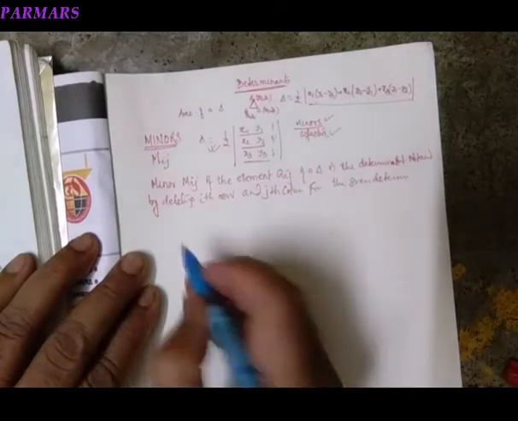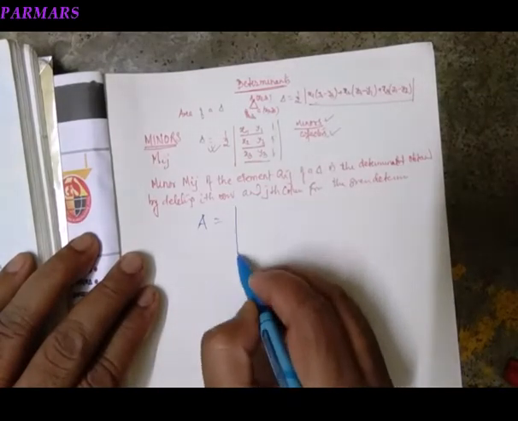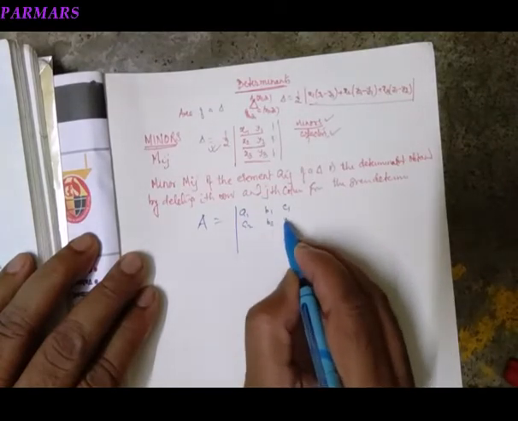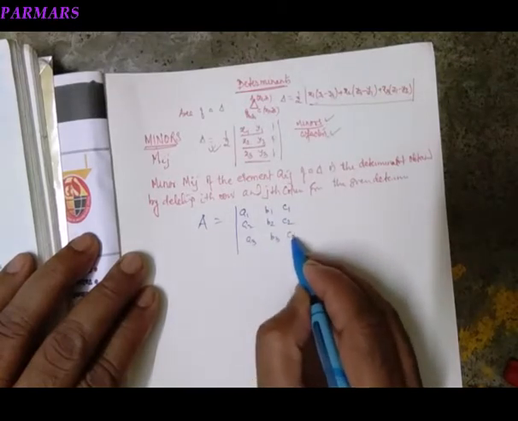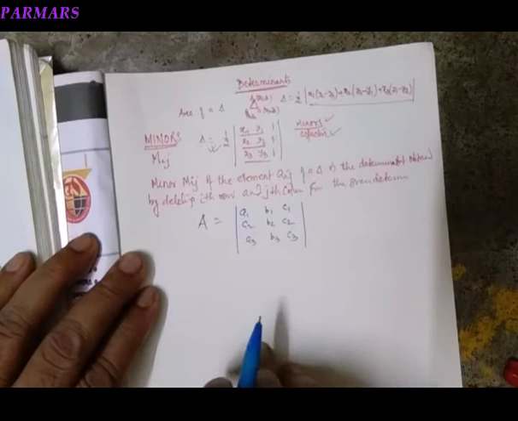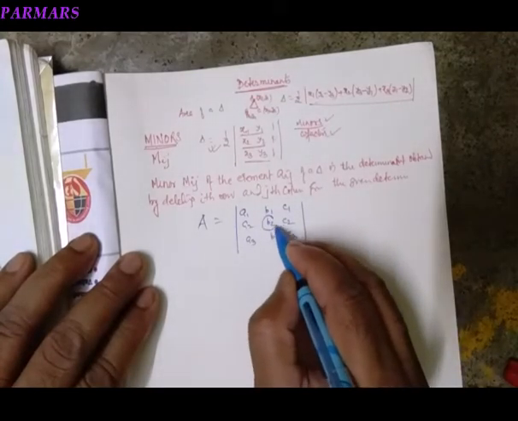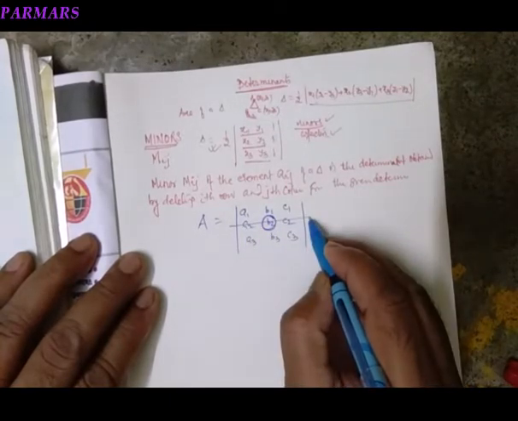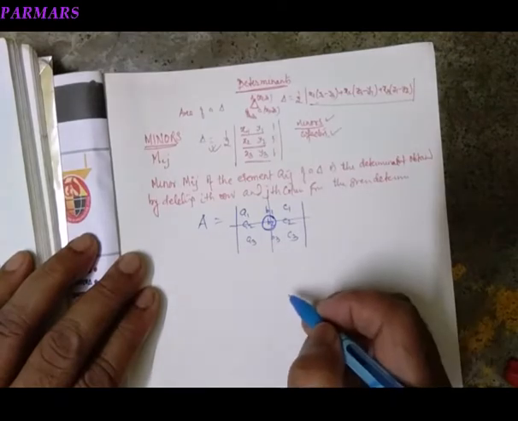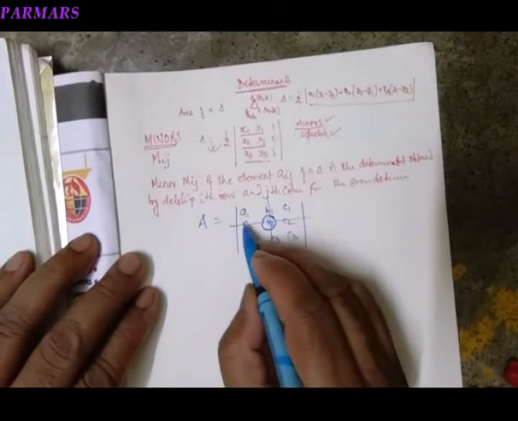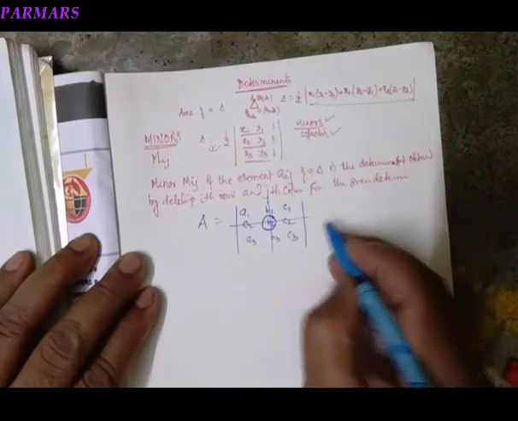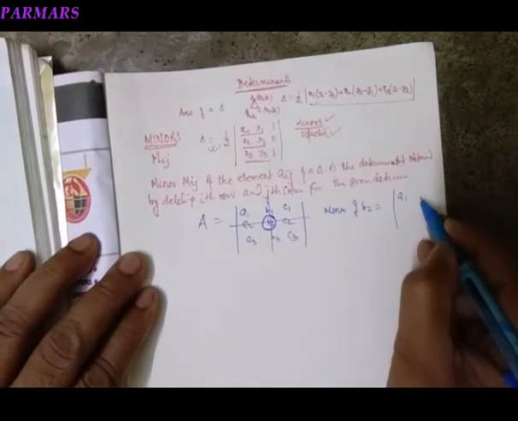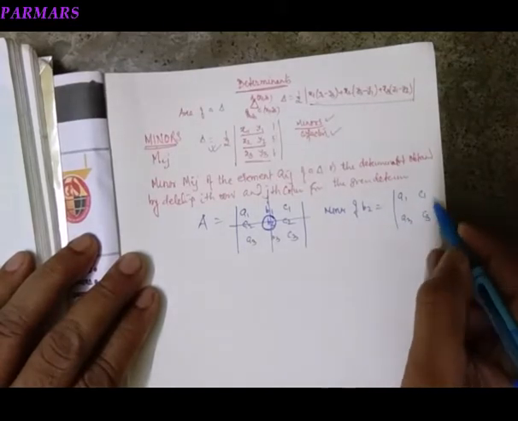Suppose we have a 3-order determinant with rows a1, b1, c1; a2, b2, c2; a3, b3, c3, and we are required to find the minor of b2. Delete row 2 and delete column 2, because b2 lies in the intersection of row 2 and column 2. So what do we get? The minor of b2 is the determinant a1, c1, a3, c3.